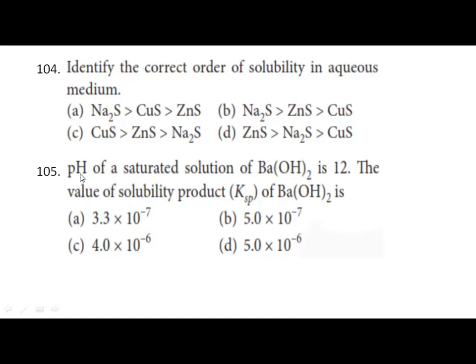Yes. Next one. The pH of a standard solution of barium hydroxide is 12. The value of the solubility product Ksp of barium hydroxide is. Okay, so they have given the pH. The pH of the barium hydroxide solution is 12. That means what will be the H plus ion concentration? It will be 10 raised to minus 12, correct?